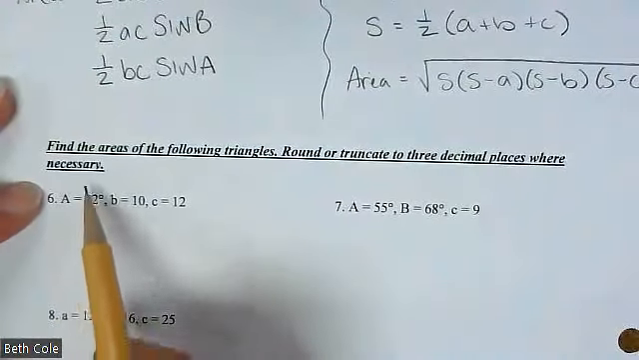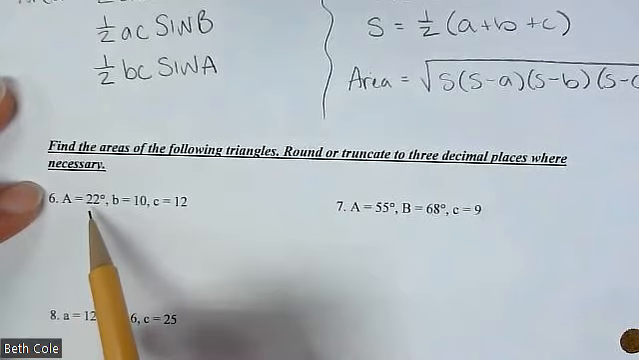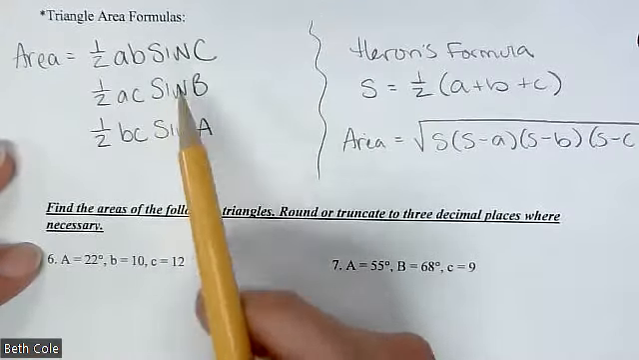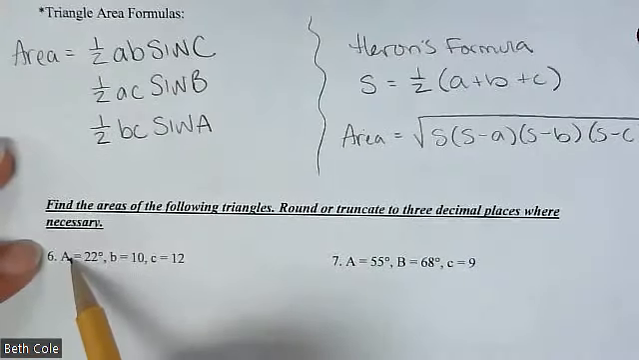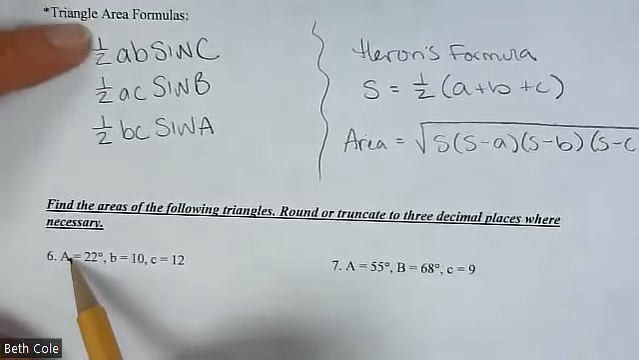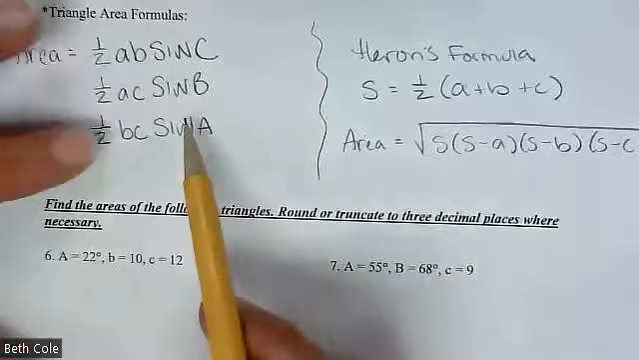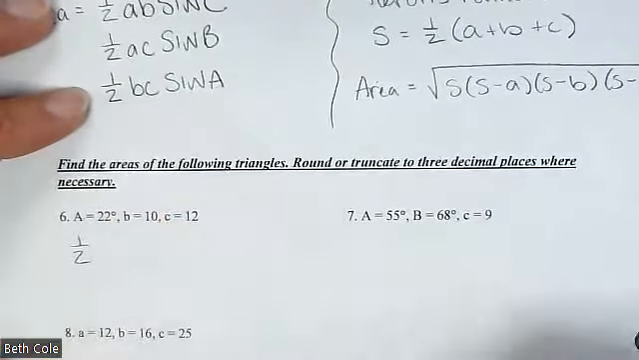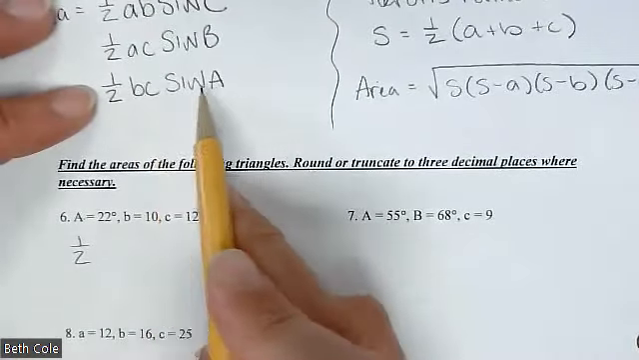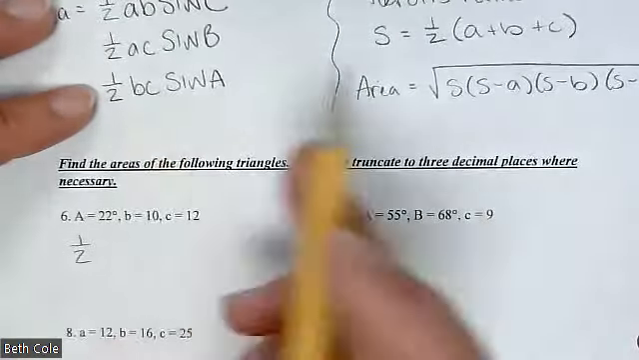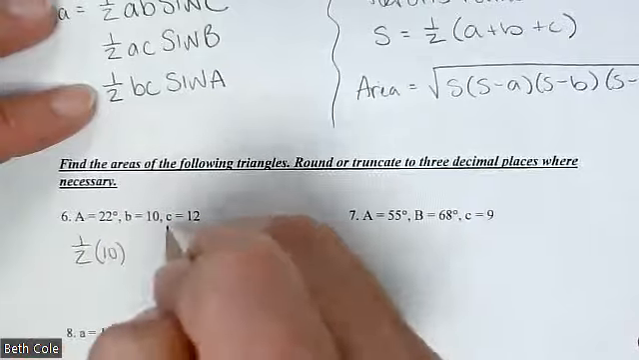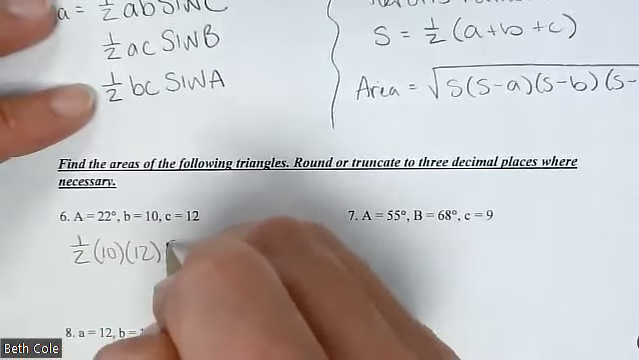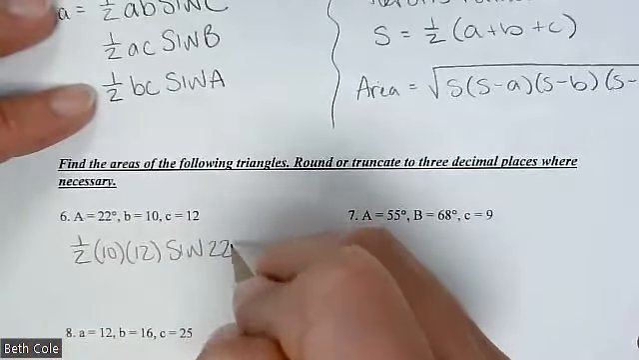So look at number 6. Do you see how there's an angle, 22 degrees? So it's going to be one of these three. Because we're given angle A, which version of that are we using? The first one, the second one, or the third one? Yeah, third. You see how it's A? We have A, so your area is going to be 1/2 BC sine of A. So that'd be 1/2 times 10 times 12 sine of 22 degrees.